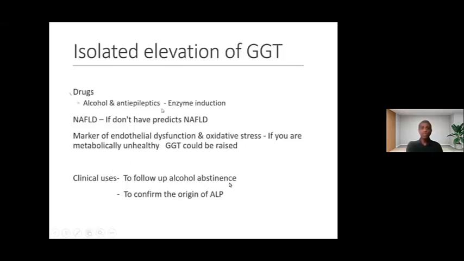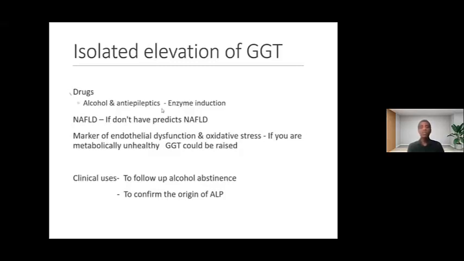So what are the clinical uses? To follow up for alcohol abstinence. If somebody is a regular alcohol consumer and comes with a high level of gamma GT, that means they are regularly drinking, although they won't come up with the history. So to follow up alcohol abstinence, you can check the gamma GT.